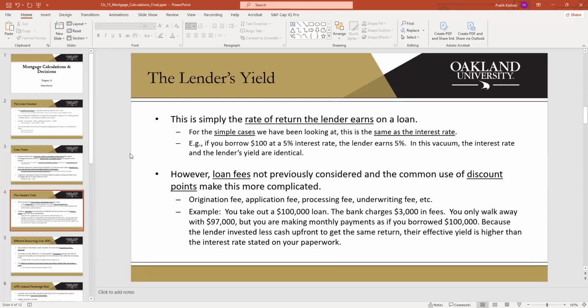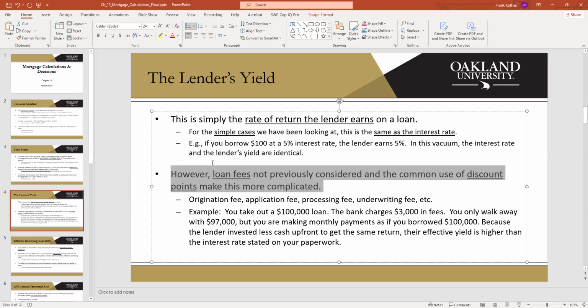Now, let's talk about lender's yield. Lender's yield is simply the rate of return that a lender earns on a loan. So, if there are no fees, no closing costs, or nothing else like that, then lender's yield basically just means the interest rate. So, for example, if you borrow $100 at 5% interest rate, there are no fees, nothing else, the lender gets 5% interest rate, that's their yield. But we know real world doesn't work like that. In real world mortgages, we have loan fees, closing costs, discount points, and all sorts of stuff, right? We have origination fee, application fee, processing fee, underwriting fee, and all this stuff.